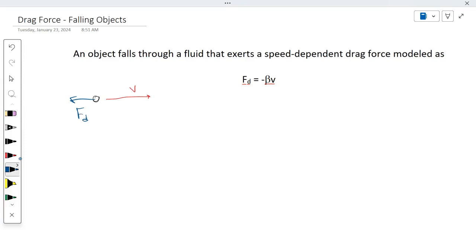Okay, so in that previous example, we talked only about horizontal motion. Now we're going to talk about vertical motion. So things get more complicated, so I'll show you how. An object falls through a fluid, and that fluid exerts a speed-dependent drag force, modeled the same way we modeled previously. This force is linearly related to speed, but in the opposite direction of velocity. So let's say this object is moving.